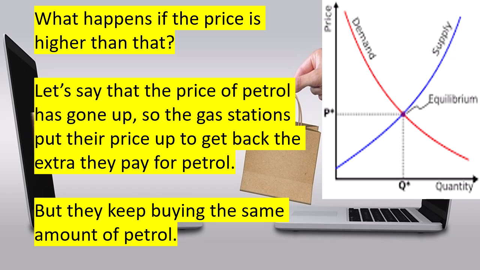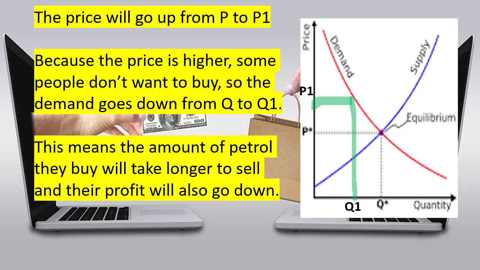What happens if the price is higher than that? Let's say the price of petrol has gone up, so the gas stations put their price up to get back the extra they pay for petrol. But they keep buying the same amount of petrol. The price will go up from P to P1. Because the price is higher, some people don't want to buy, so the demand goes down from Q to Q1. And this means the amount of petrol they buy will take longer to sell, and their profit will also go down.